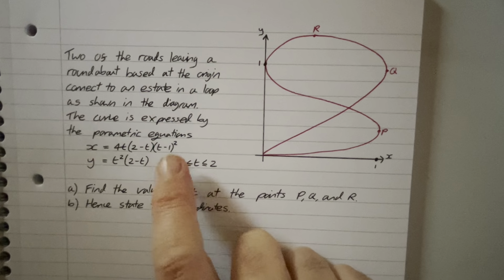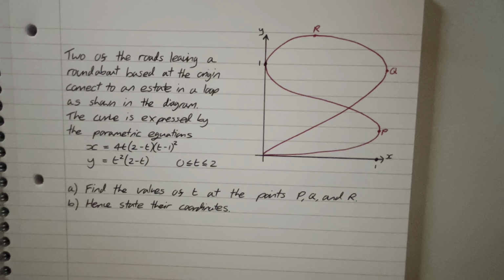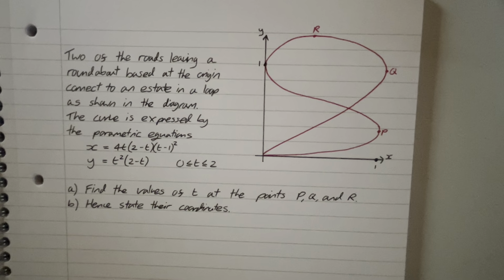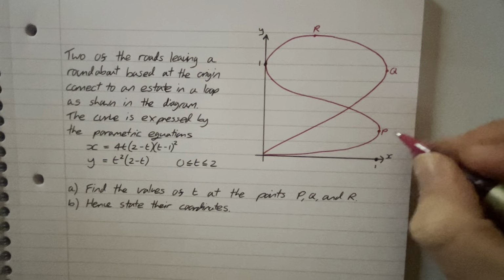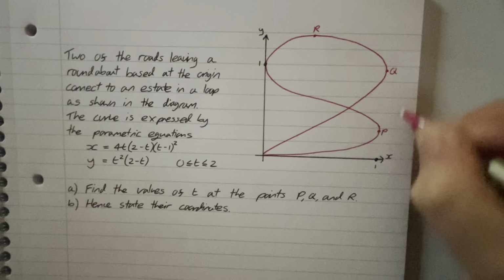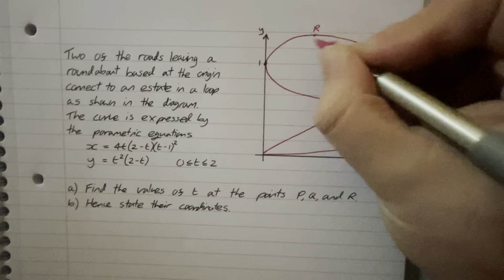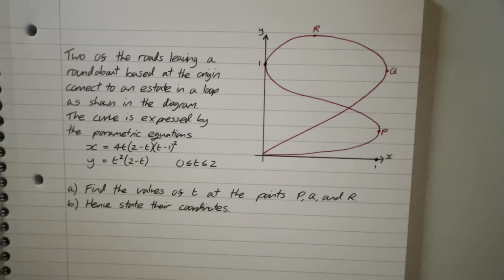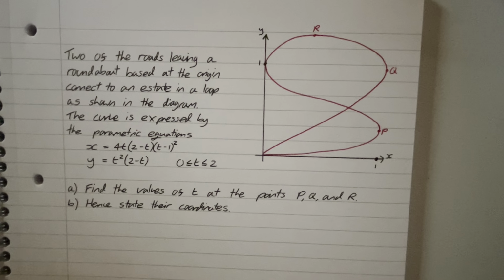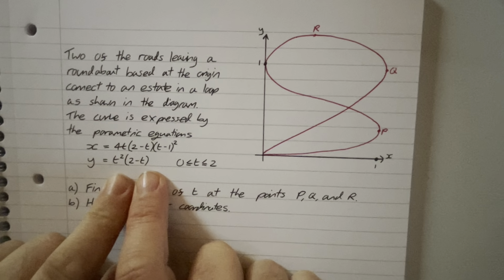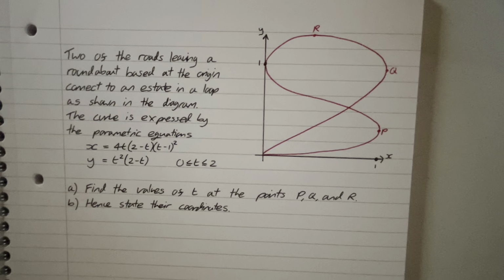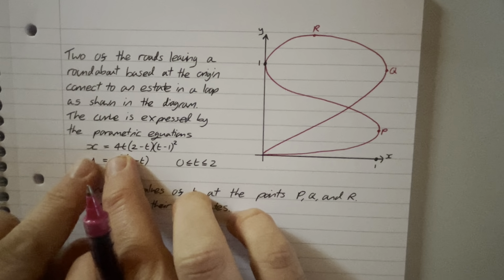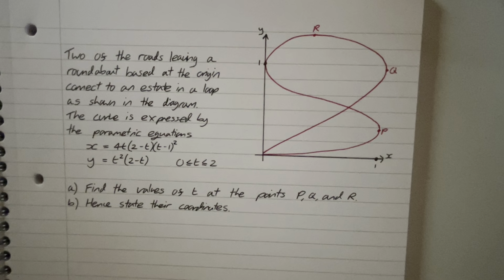So there's our definitions there, and we're told that t lies between 0 and 2. Part A of the question: find the value of t at the points P, Q and R. I know it's not explicitly stated in the question, it would be in an examination question, but P and Q are the maximum x value, and R is the maximum y value. So we're going to have to use some calculus, but we're not going to use parametric differentiation. I've not done a video on that yet; that will come in a future video. Instead, we are going to just look at when x is at a maximum and use that to decide what P and Q are.